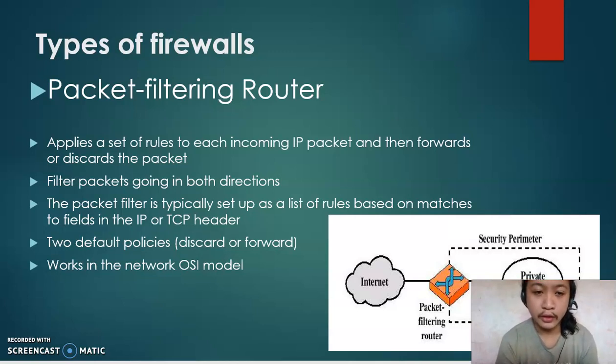Okay, as I said, we are on the topic of the packet filtering router. What is a packet filtering router? It applies a set of rules to each incoming packet and then forwards or discards the packet. It filters packets going in both directions. The packet filter is typically set up as a list of rules based on matches to the fields in the IP or TCP header. There are two default policies, discard and forward. It works in the network OSI model.